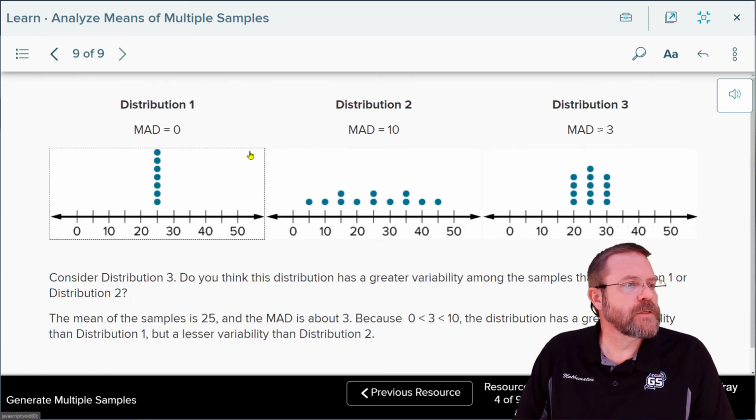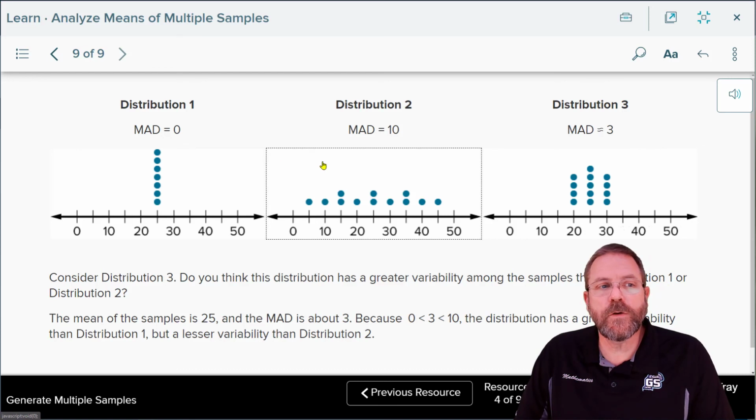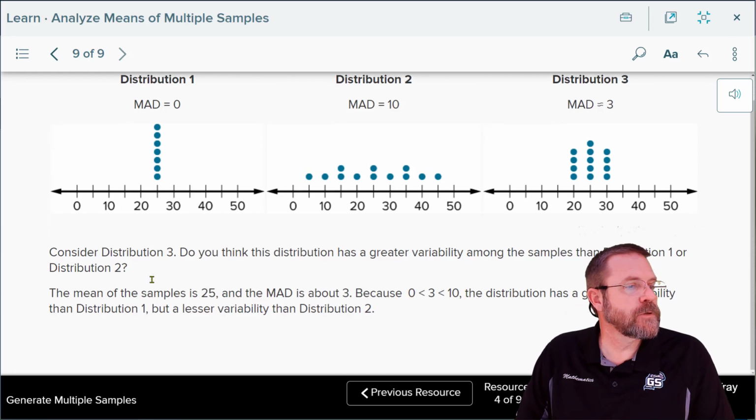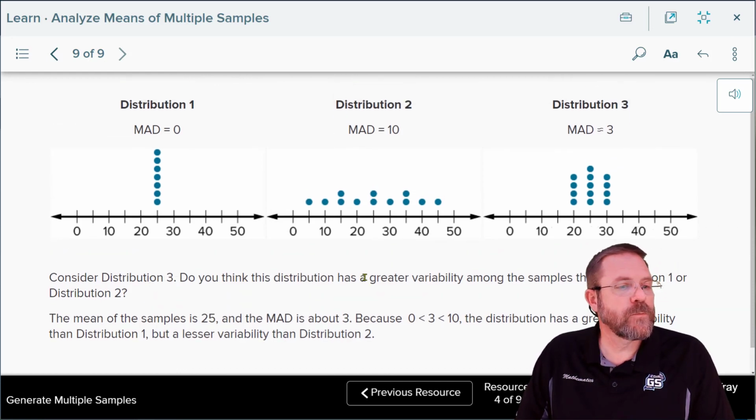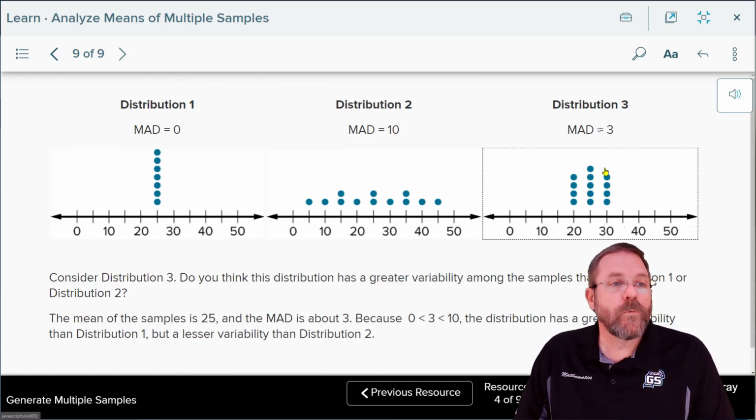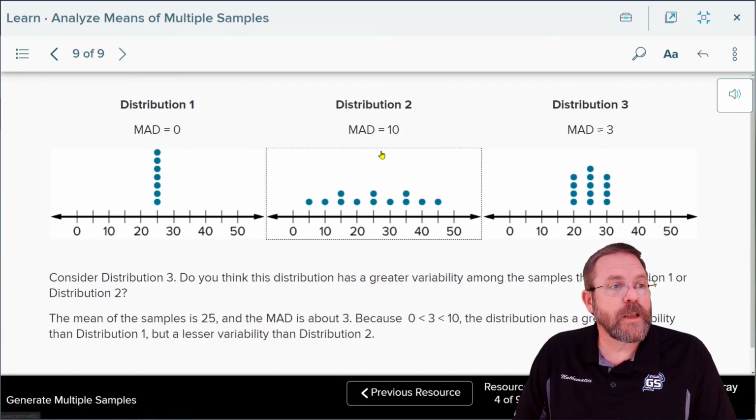Now let's take a look at these 3 different distributions. We had distribution 1 and 2 we've already looked at, and distribution 3 is the new one they've added. It says consider distribution 3. Do you think this distribution has a greater variability among the samples than distribution 1? Absolutely it does, because distribution 1 had 0 variability. Its mean absolute deviation was 0. This one has a mean absolute deviation of 3, showing that it was an average of 3 spaces away from the mean. And how about sample 2? Well, it's going to be less variability than sample 2, because here you have 3 and here you have 10.